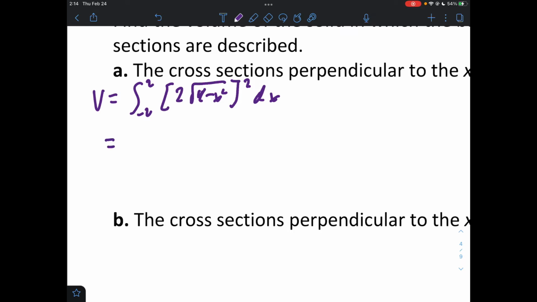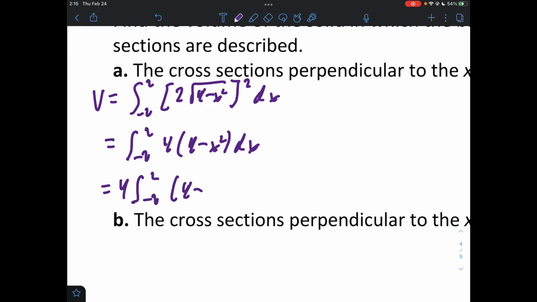So this would be the integral from -2 to 2 of 4 times (4 minus x squared) dx, if you square everything in there. Now what you could do is distribute the 4 if you want, or you could just bring the 4 out in front. That might be easier to do. And we're left with this.